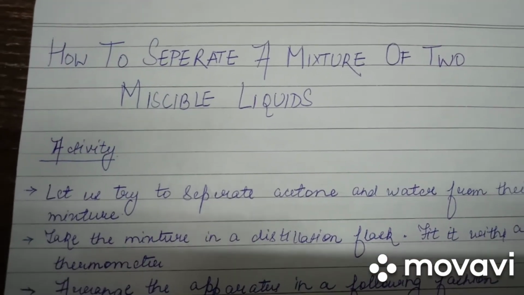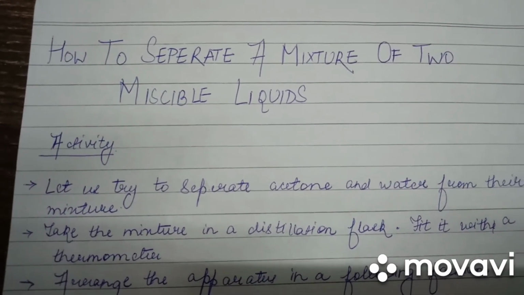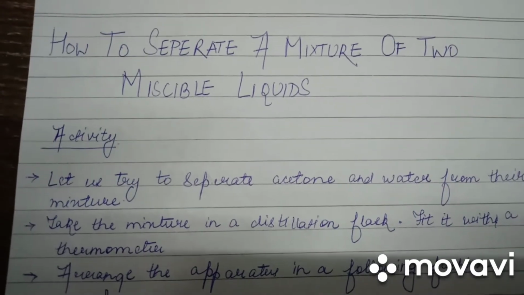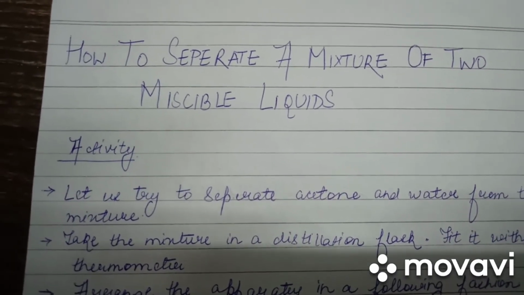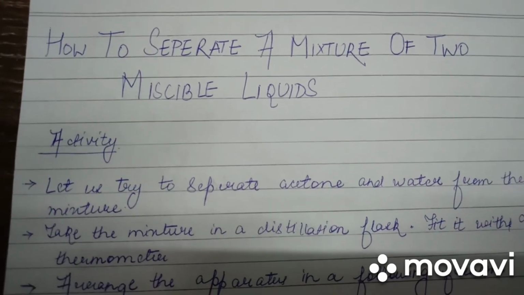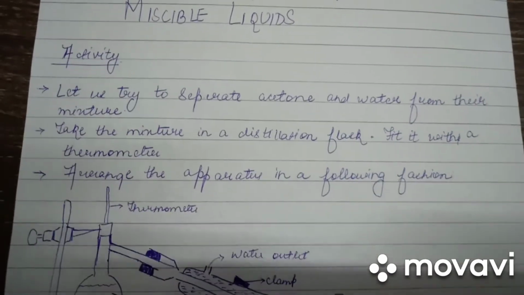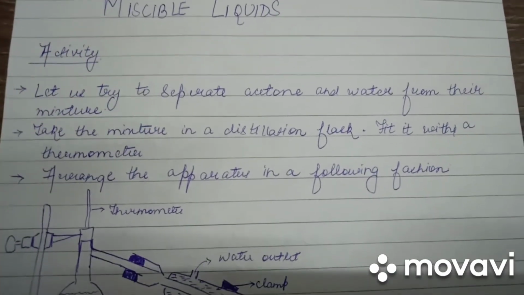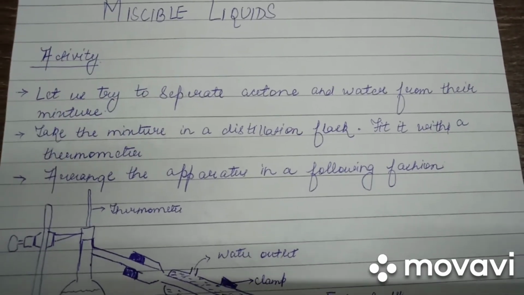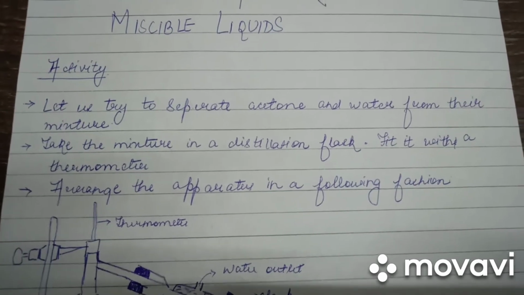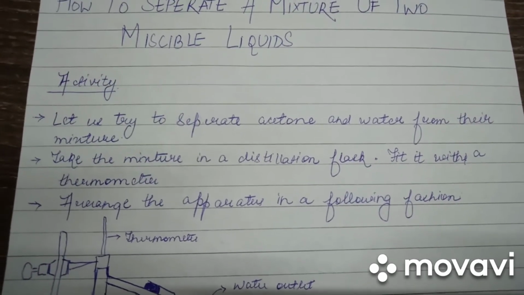After discussing chromatography, let us now move on to discuss how to separate a mixture of two miscible liquids. Earlier we discussed that while separating two immiscible liquids, we took help of a separating funnel. Let us discuss this with the help of an activity. Let us try to separate acetone and water from their mixture. Take the mixture in a distillation flask, fit it with a thermometer, and arrange the apparatus in the following fashion.